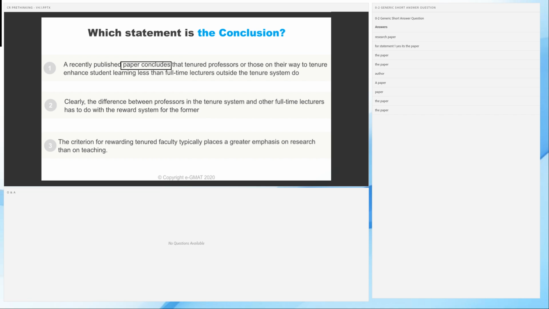And then statement 3 is written to actually strengthen or support statement 2, where the author says the criterion for rewarding tenured faculty places a greater emphasis on research than on teaching. Because statement 3 is written to make statement 2 more believable, statement 3 is a premise, and statement 2 is the main conclusion. Those who chose either statement 1 or statement 3 as the main conclusion, is that clear to you guys?